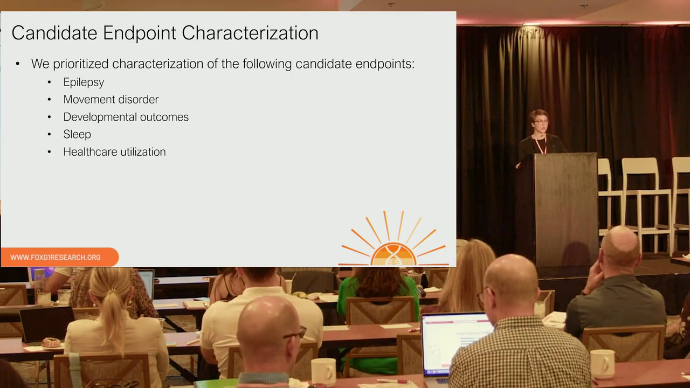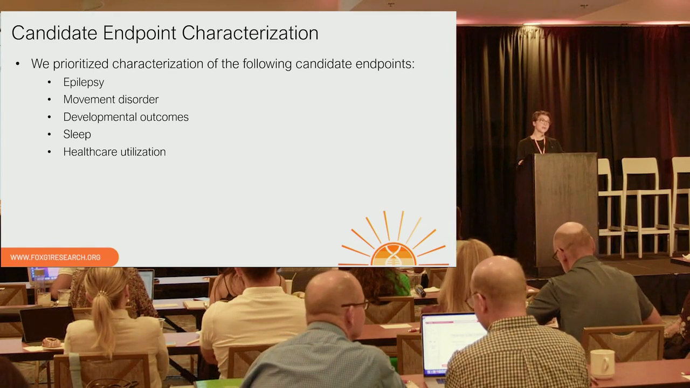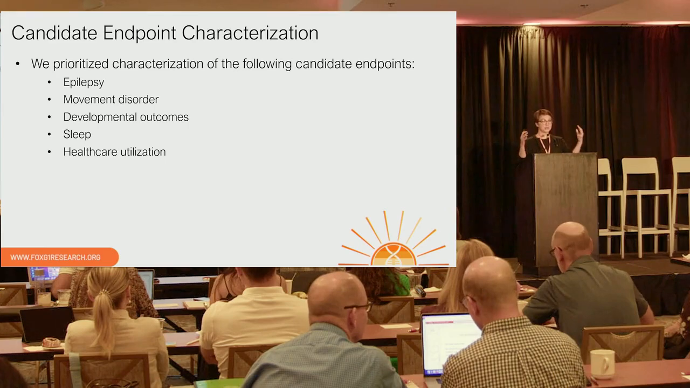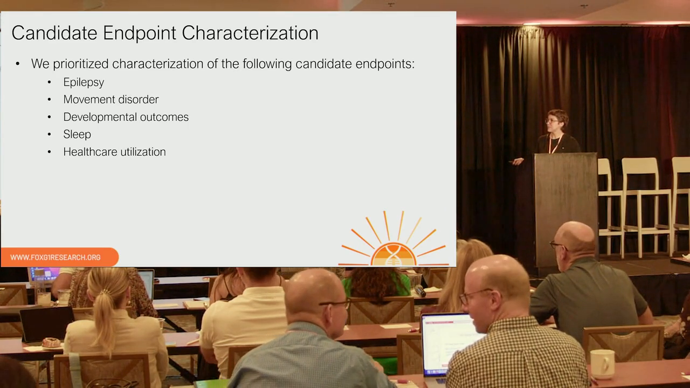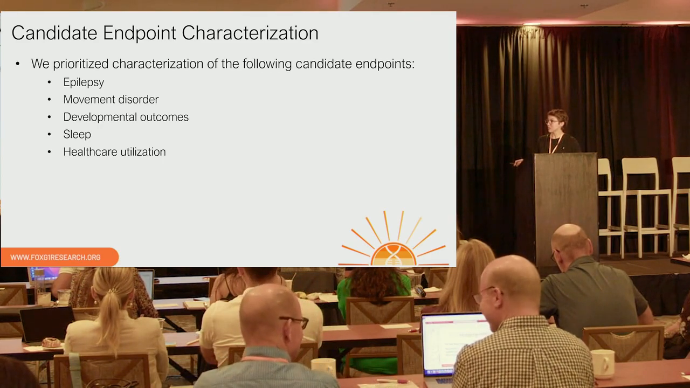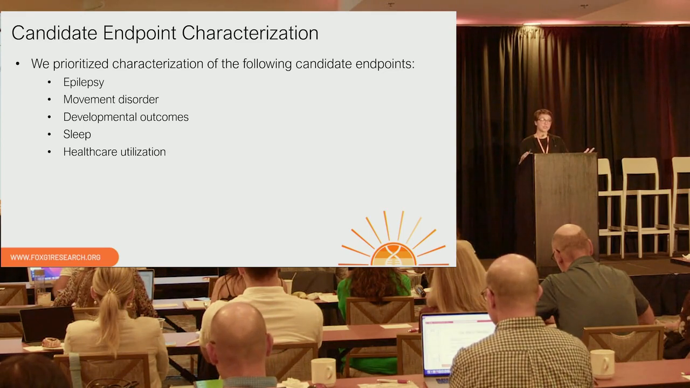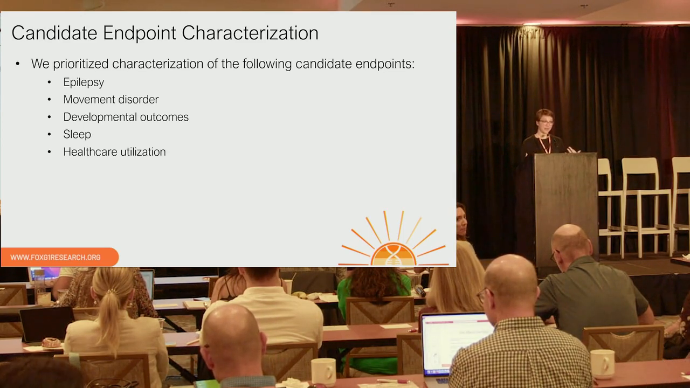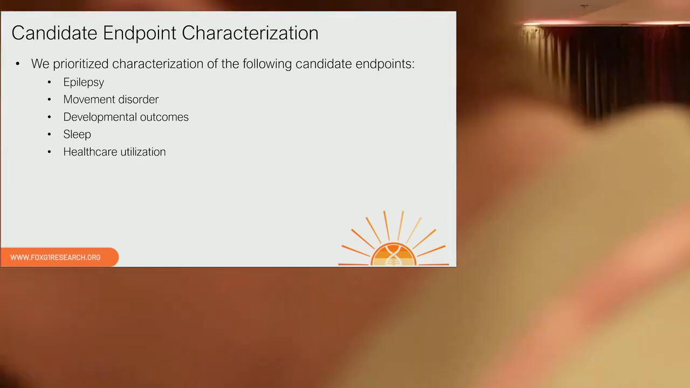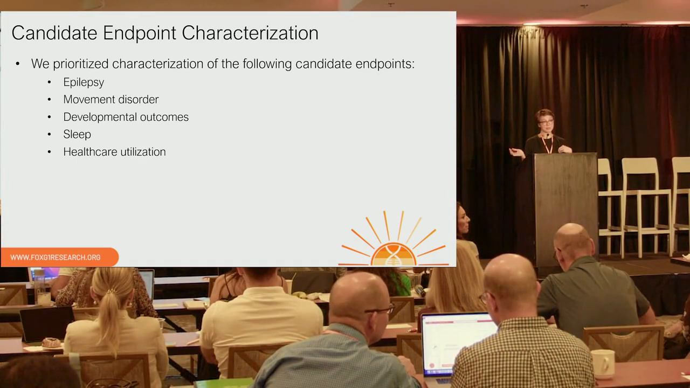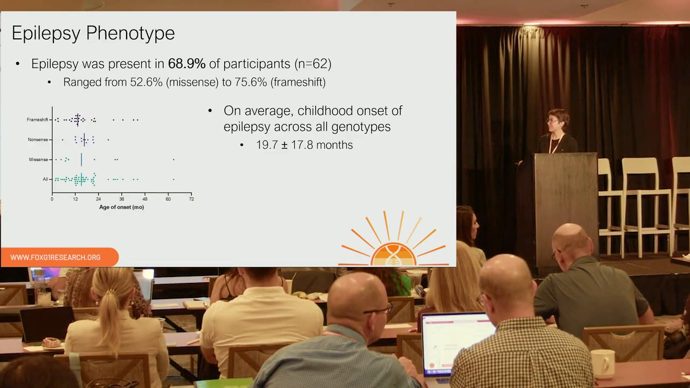But then we also, the surveys that everyone completes in the registry, we use those to inform what is important to families, and we wanted to make sure we represented those broadly. So we looked at epilepsy, movement disorder, developmental outcomes, sleep, and then healthcare utilization, which is a measure of how often is someone interacting with the healthcare system. That obviously has a burden on families, but from a more cynical point of view, insurance companies care about this because it is expensive to interact with the healthcare system.